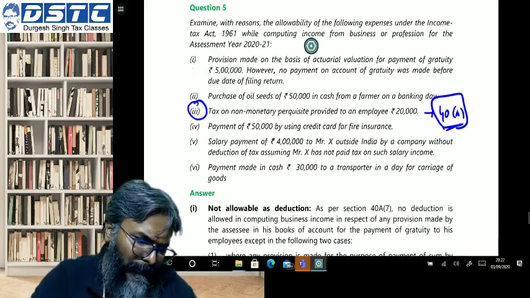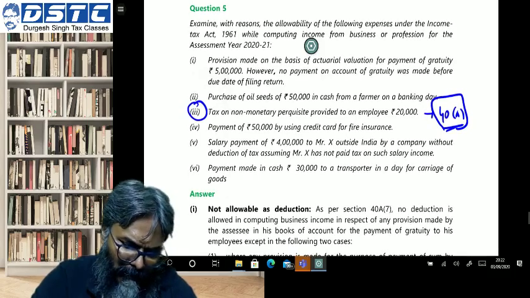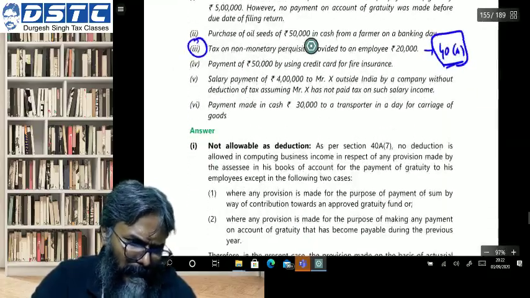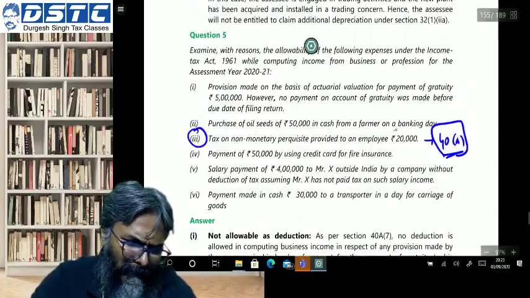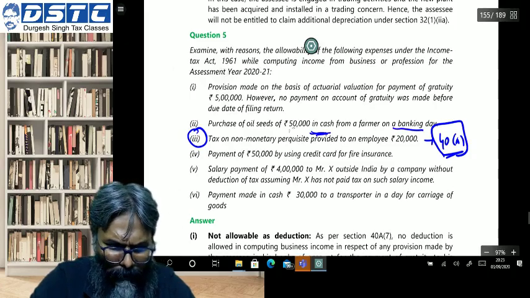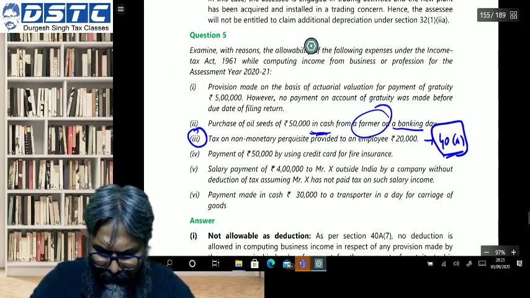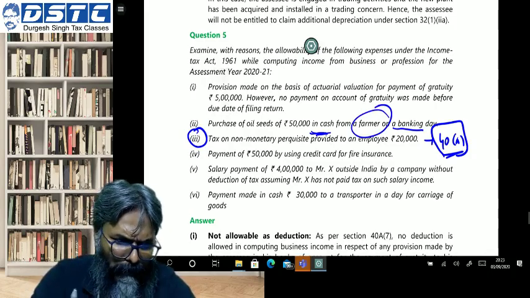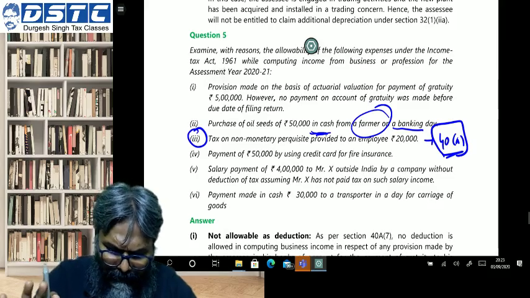After that, point number 5. Banking day or a non-banking day doesn't matter. But it is paid to whom? In cash. But it is paid to whom? To the farmer. That is only relevant.